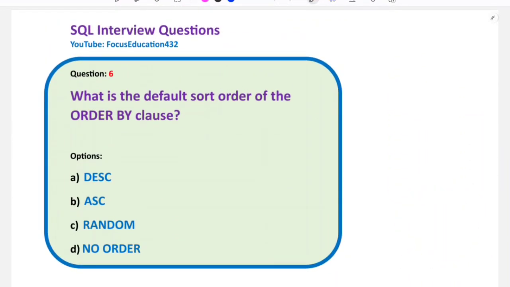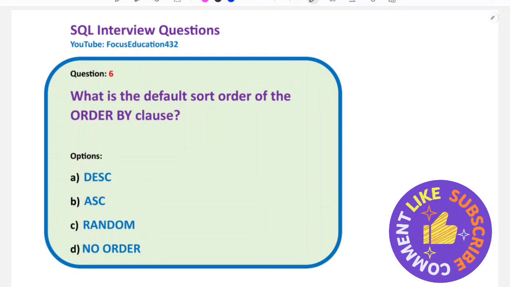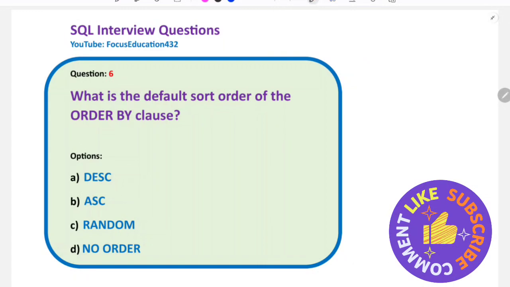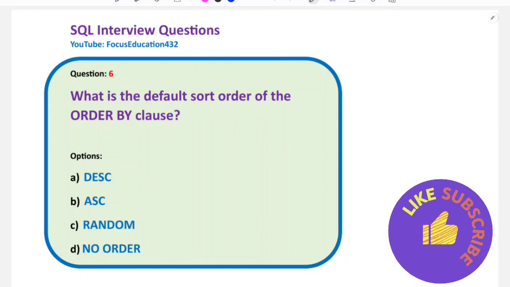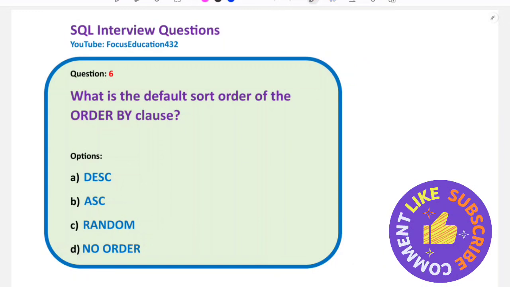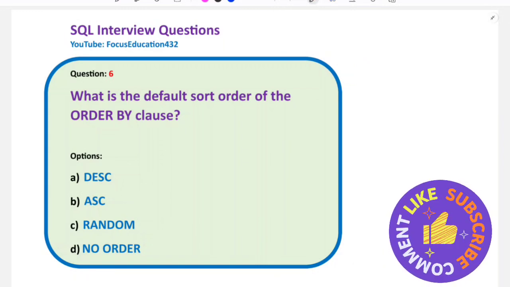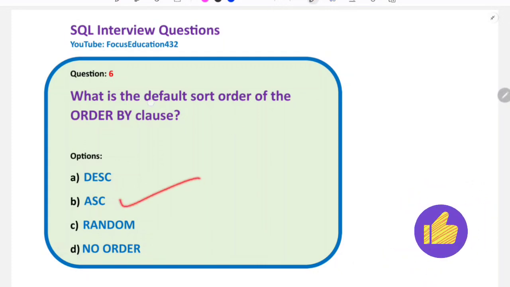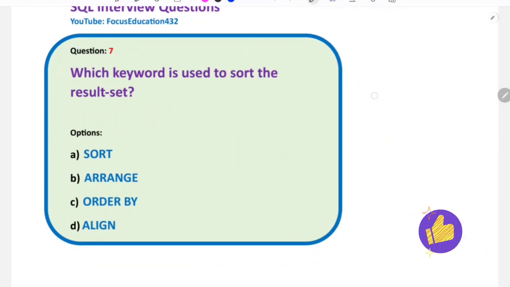Next question. What is the default sort order of the order by clause? That means if we don't mention ascending or descending in the query, in which order will it sort? When we just say order by clause, what is the default order in which it will display the records? And the correct answer here is ascending order. If you don't mention, by default it will sort the records in the ascending order.